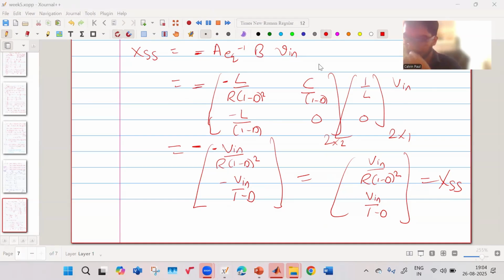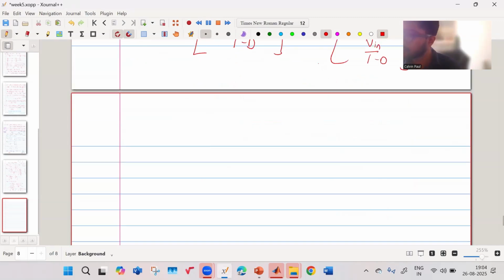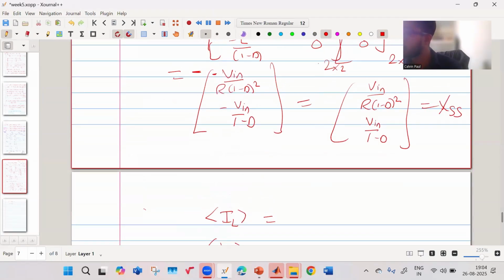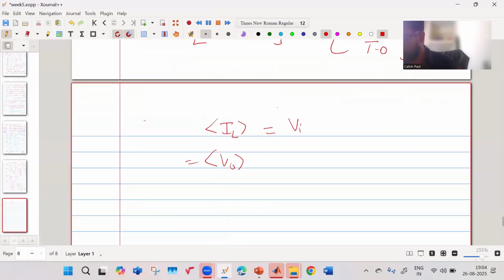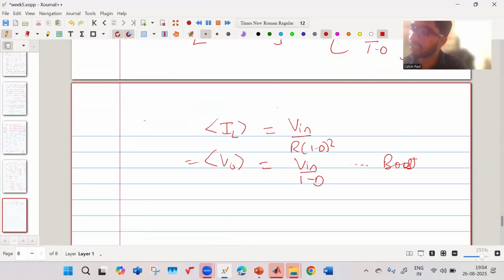Okay. So your X steady state is what? Your average IL and your average output voltage. So your average IL becomes equal to Vin upon R 1 minus D square, and your average output voltage is Vin upon 1 minus D. So this is the expression for the boost converter, which we know. That means we have verified that our approach is correct, and this averaging which we did is also correct.